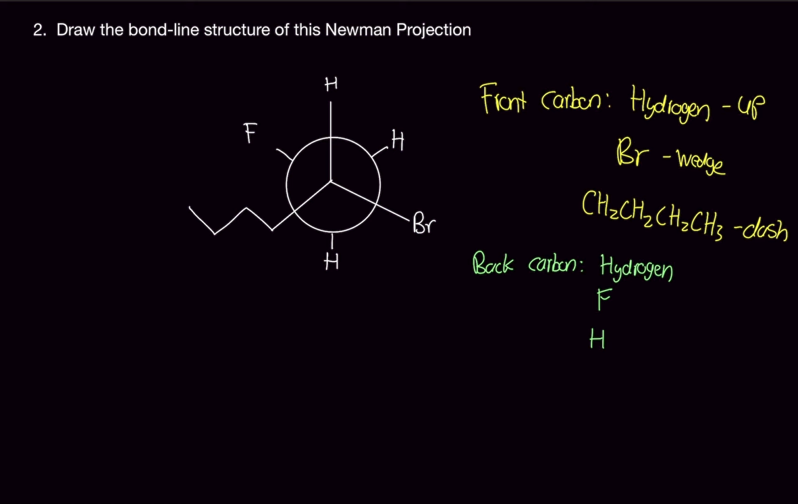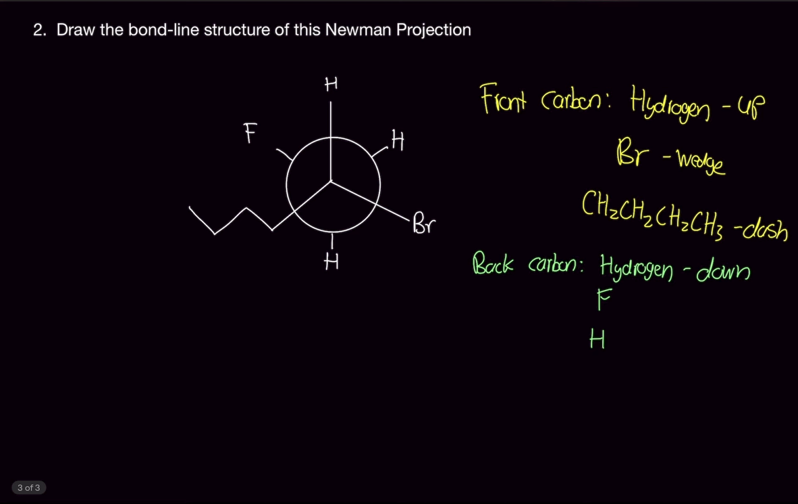Let's do the back carbon stuff. The hydrogen is pointing down. The fluorine is on the left-hand side. However, we have two of the same groups here, a hydrogen here and a hydrogen here, attached to the back carbon. This means it's not chiral. This also means there are no wedges and dashes on the back carbon. If you have two of the same groups attached to the carbon, there are no wedges or dashes, so you don't need to draw them in. So we don't really care.